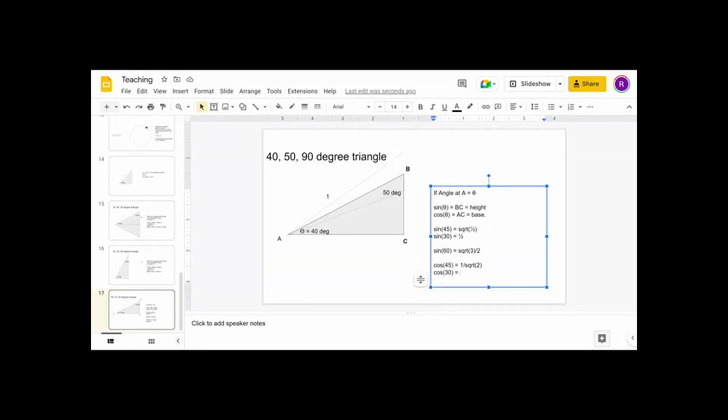How much is cos of 30? So it is just the base. Okay, instead of the height, it is just the base. So if you take A to be 30, then what is the base? Sir, root 3 by 2. Exactly.